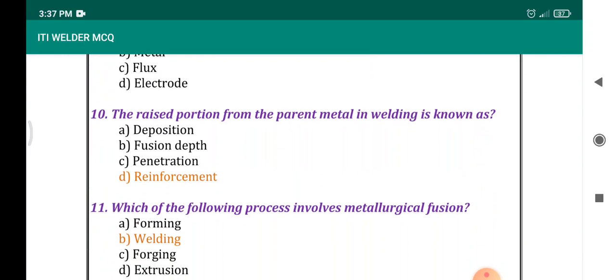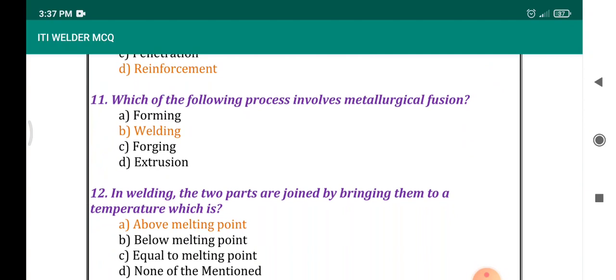The raised portion from the parent metal in welding is known as. Normally, after the welding operation, we provide an extra layer of welding, that is called reinforcement. The raised portion from the parent metal in the welding is known as reinforcement.